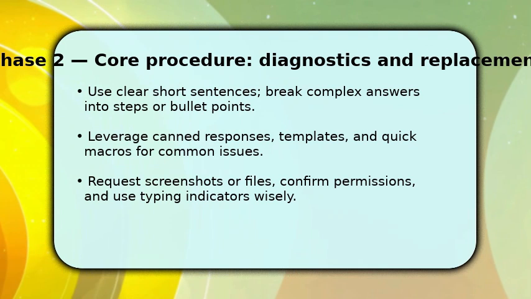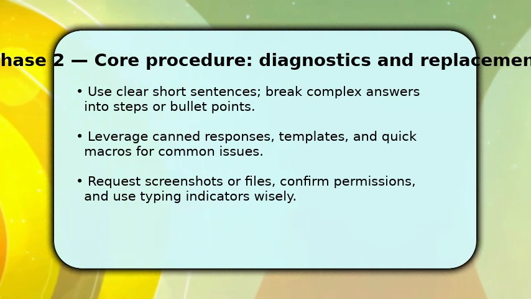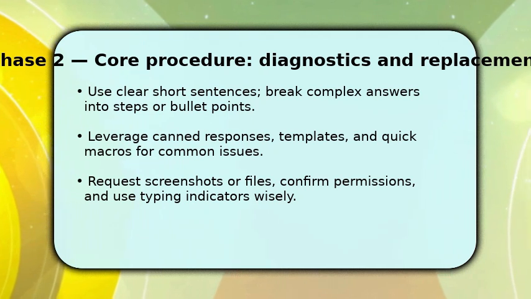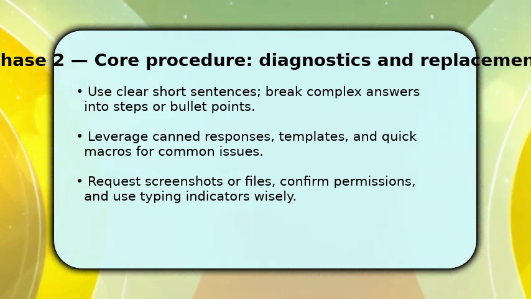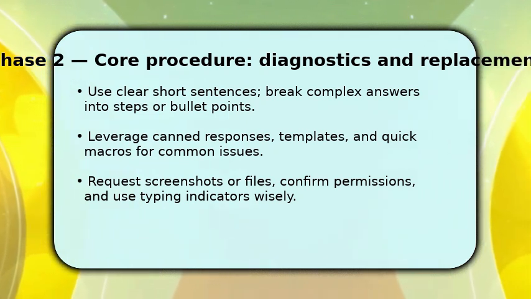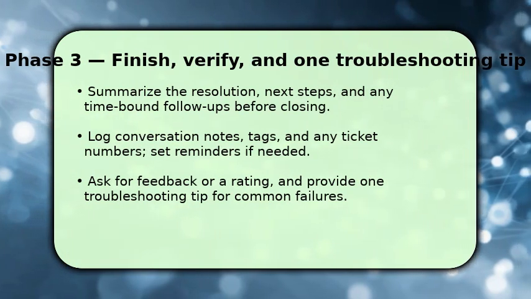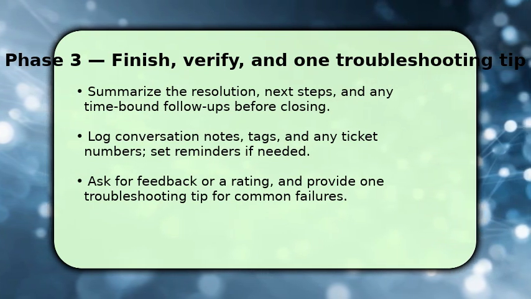If the issue requires escalation, tell the user what will happen next and provide an estimated timeline. Maintain a friendly tone and use typing indicators so the user knows you are actively working. You wrap up by summarizing what you did, the final outcome, and any next steps the user should take.